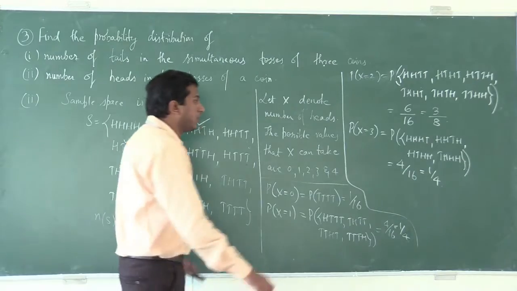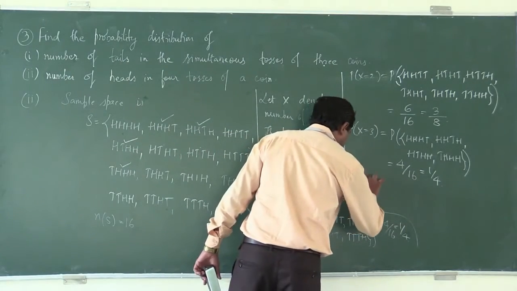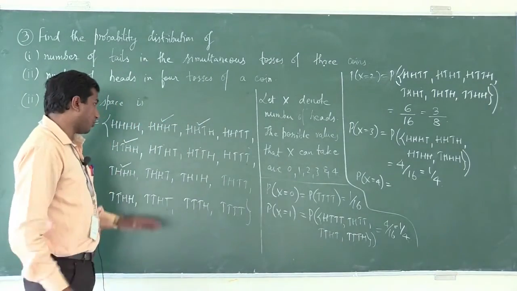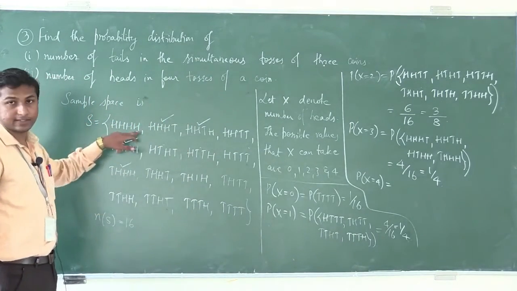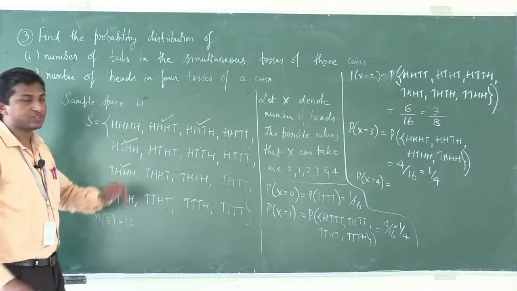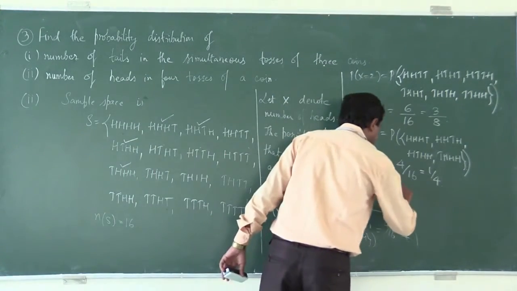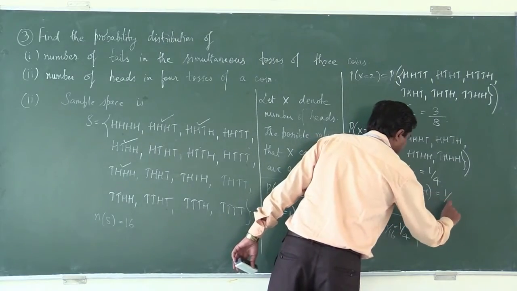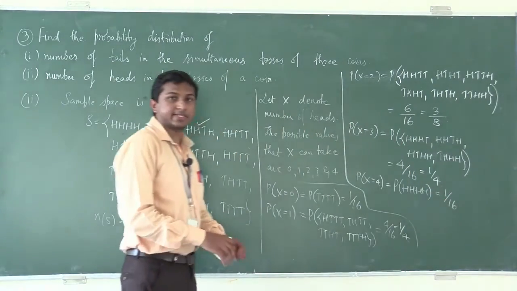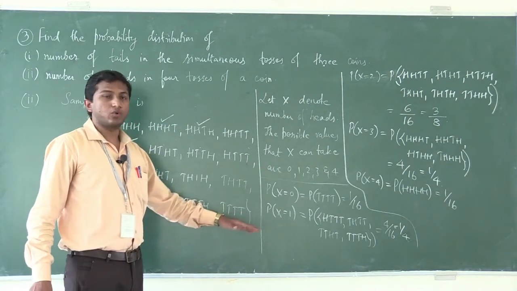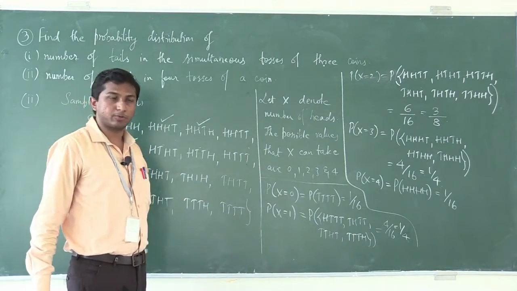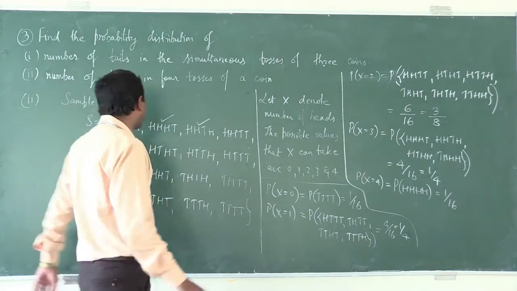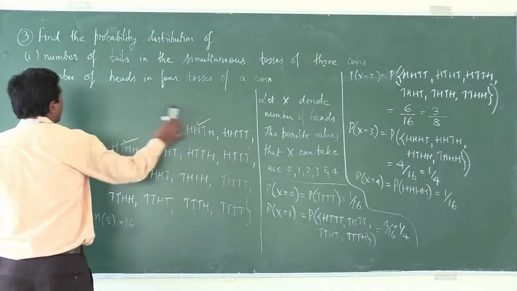Last one, probability when x equals 4. Probability when x equals 4, getting 4 heads, that is nothing but HHHH. So I write it as P of HHHH, probability is 1 by 16. So we have found out all 5 corresponding probabilities of the different possible values of X. We will write the probability distribution now.